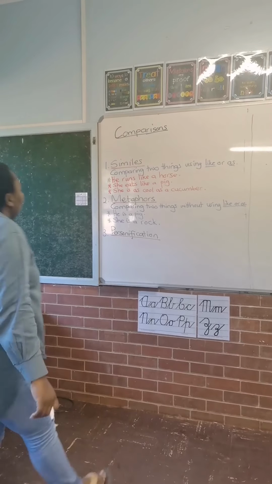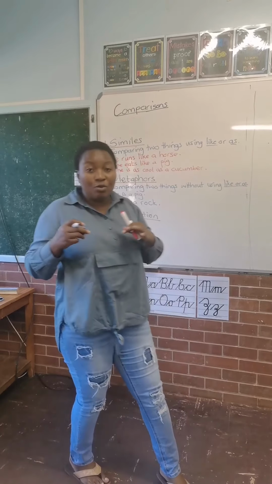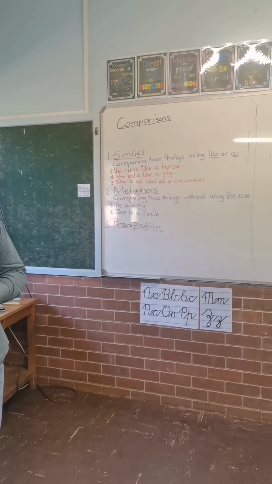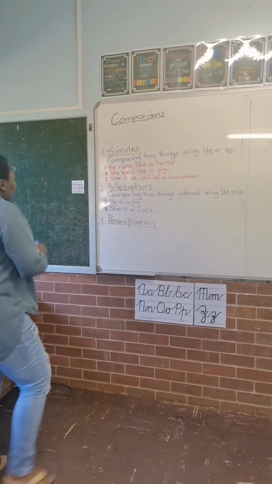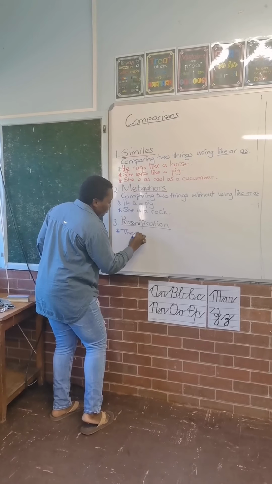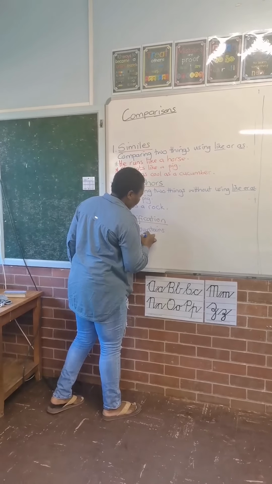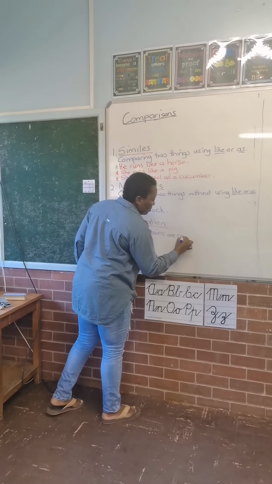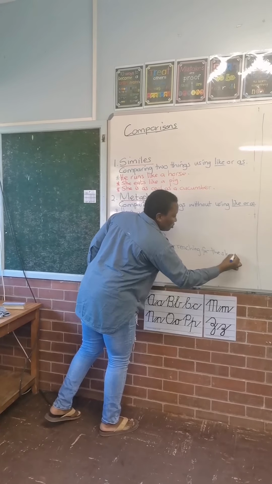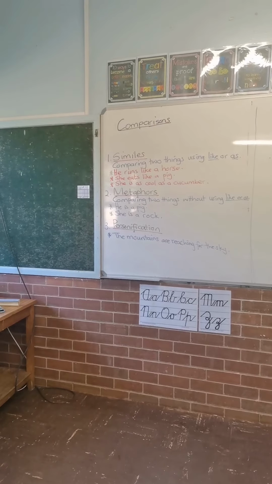The last one is personification. Here you are giving human qualities to non-human things. That's personification. For example, you can say the mountains are reaching for the sky. Here you are just trying to express how tall the mountains are. So you can say the mountains are reaching for the sky.